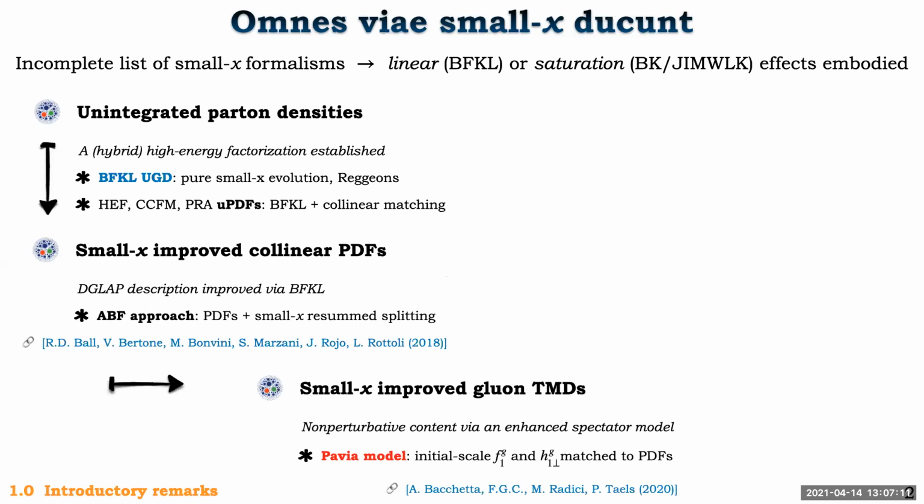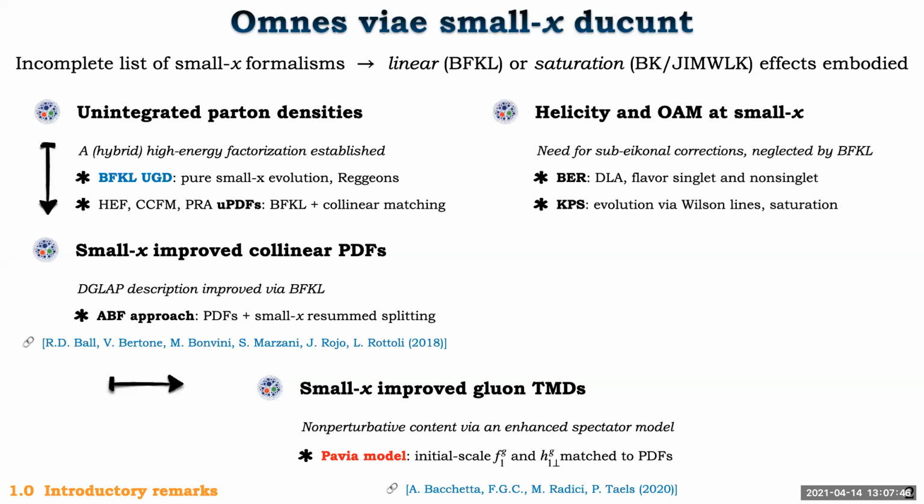The third way to access hadronic structure is our model, calculated together with the Pavia group, that we call small x improved gluon TMDs, in which the non-perturbative content in the TMD is introduced via an enhanced spectator model, and we fitted the integrated TMD to the initial scale unpolarized and transversely polarized helicity PDF, and we performed the first determination of this model just last year.